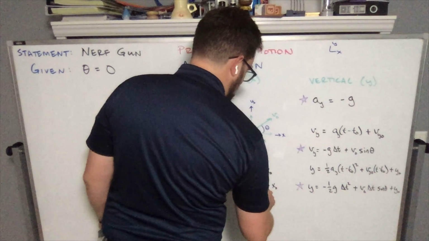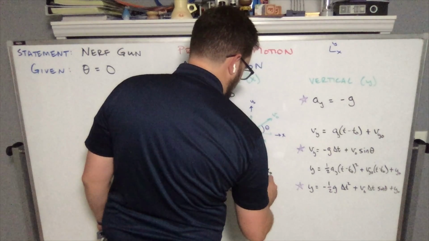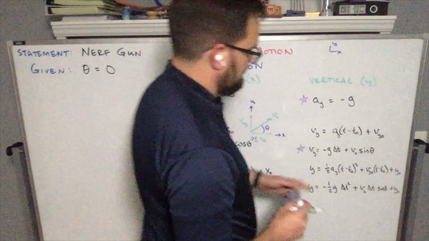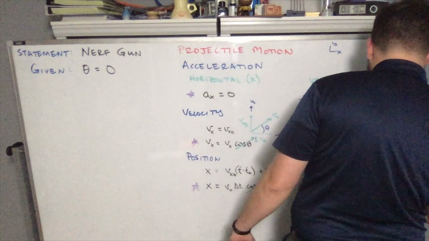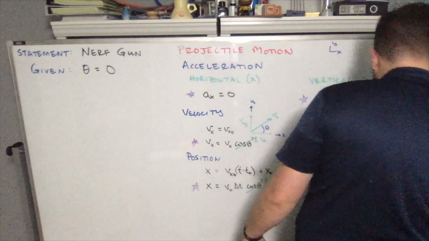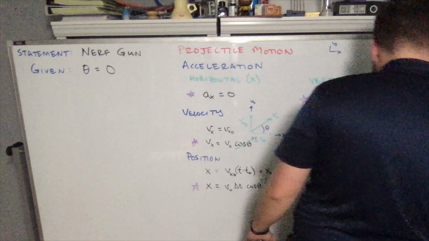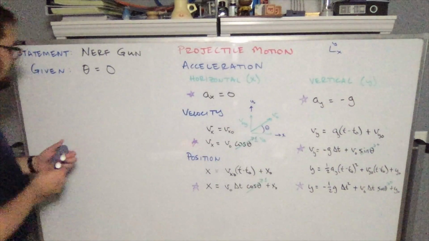And if theta is equal to 0, what's sine of 0? Well, the sine of 0 is 0. So that's going to simplify these equations a fair amount. And so we know that.